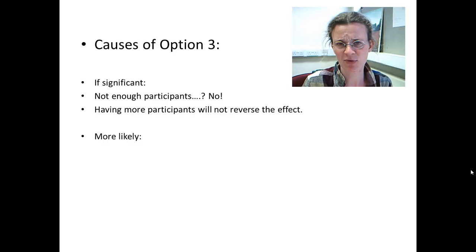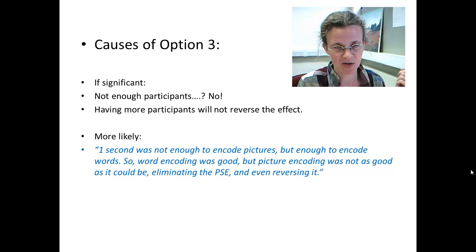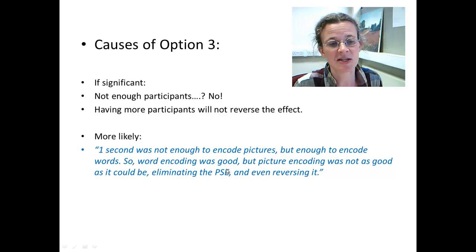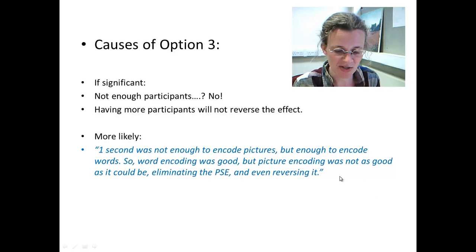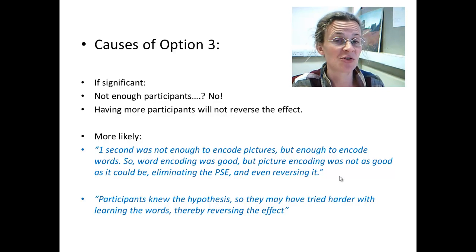And there are several things that could be the cause. So it could be the same as for the second option, where 1 second was not enough to encode the pictures, but it was enough for words. So not just was the PSE eliminated, but it was even reversed. So you could say that, or you could say that participants all knew what the hypothesis was, so perhaps when learning the words they tried harder, so reversing the effect.